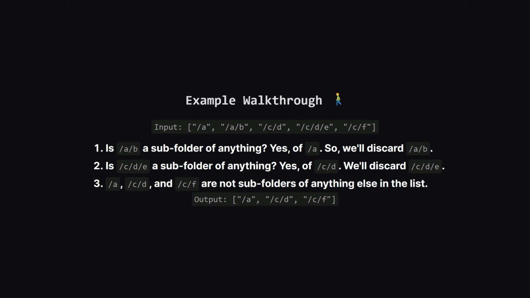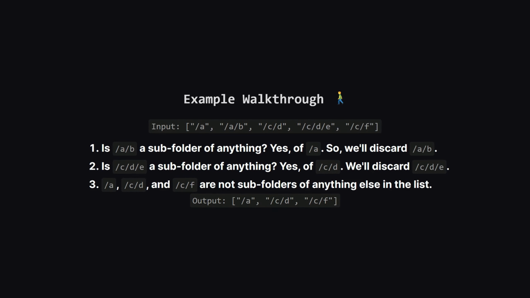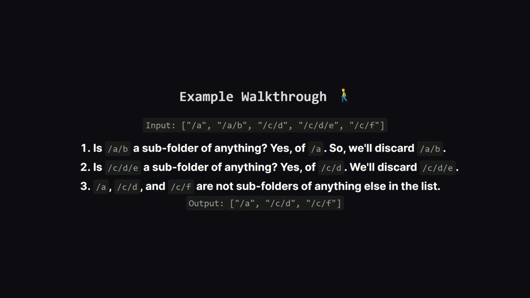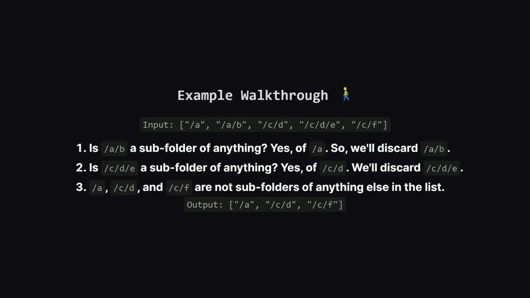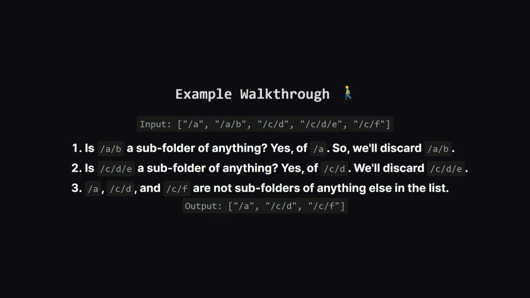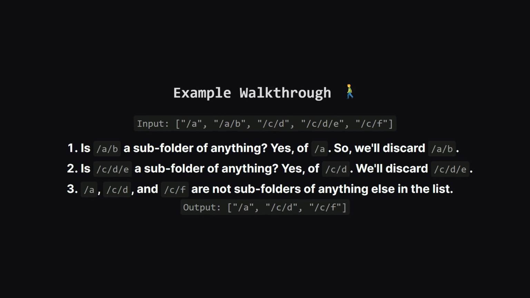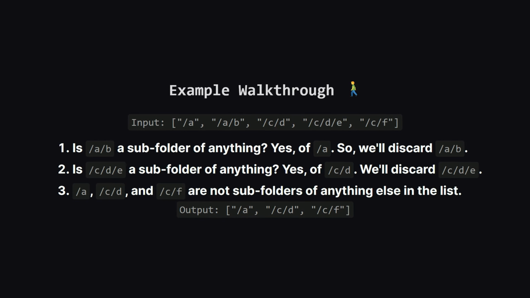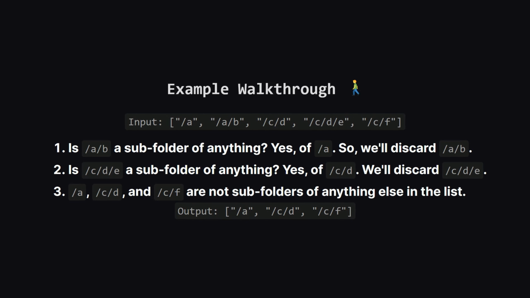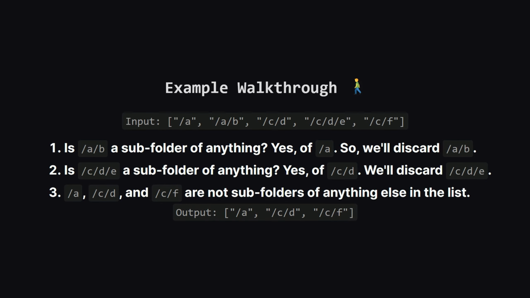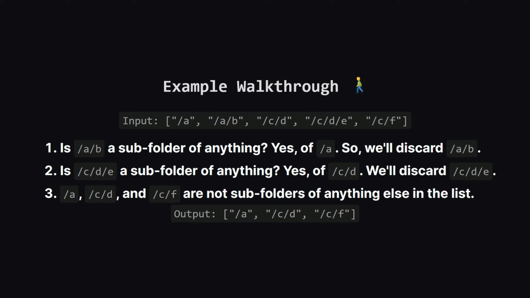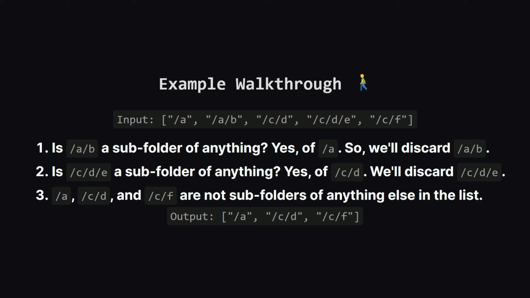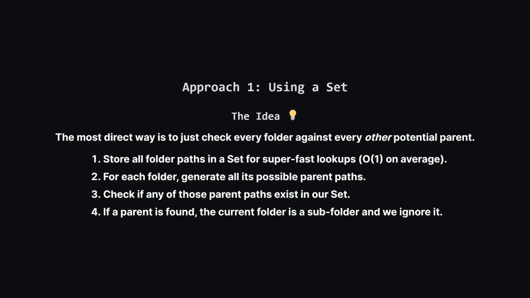Let's walk through this example to make it concrete. We have a list with 5 paths. We look at /a/b and ask, is its parent, /a, also in the list? Yes, it is. So, we flag /a/b for removal. Then we check /a/a/a/a. Is its parent, /a/a/a, in the list? Yes again. So /a/a/a/a is also out. The remaining 3 paths don't have a parent in the list, so they are our final answer.